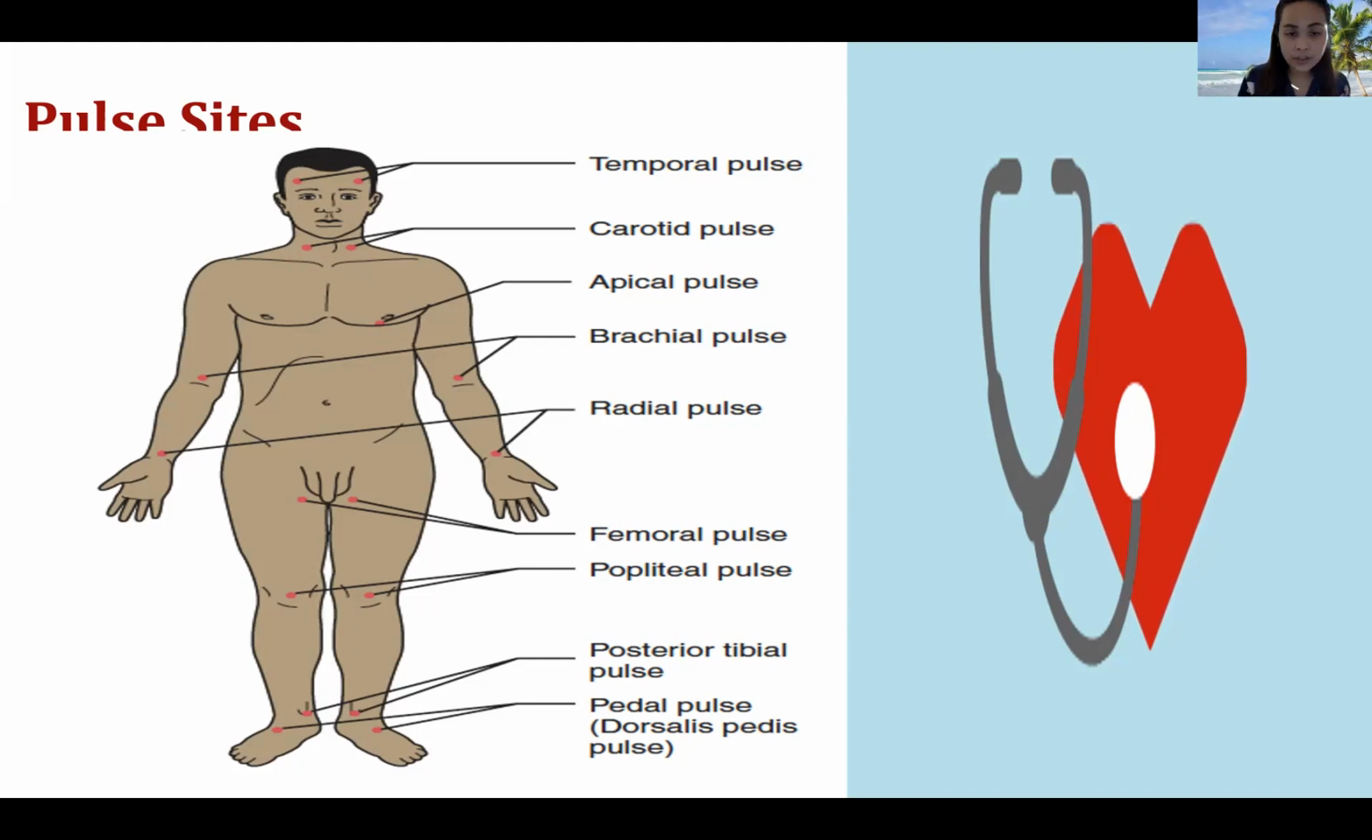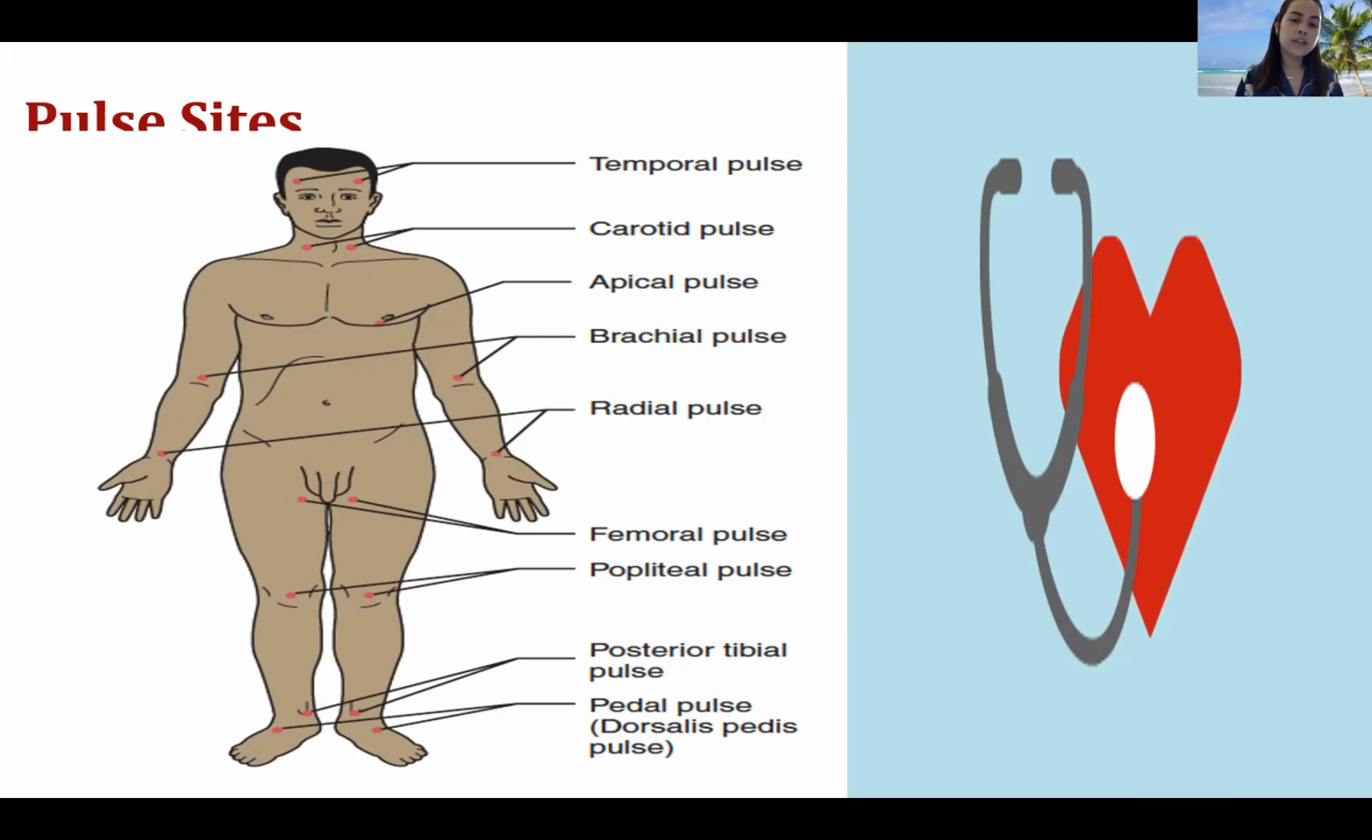The carotid pulse is very important when you're doing BLS, especially adult and child BLS, because you will check the pulse not at the radial pulse, but only at the carotid pulse. So you have two carotid pulses.